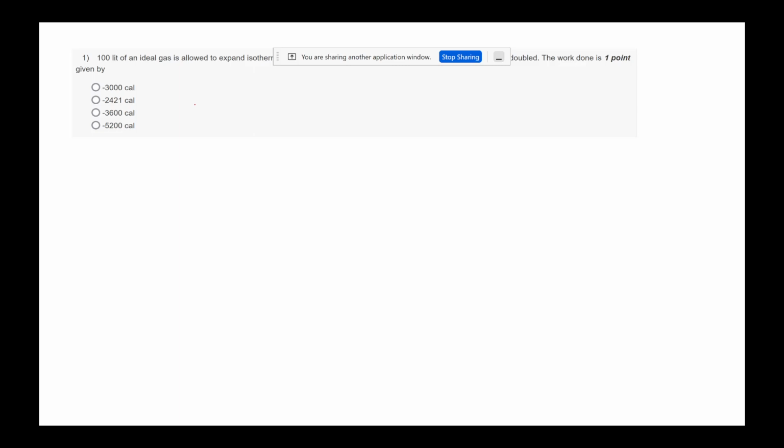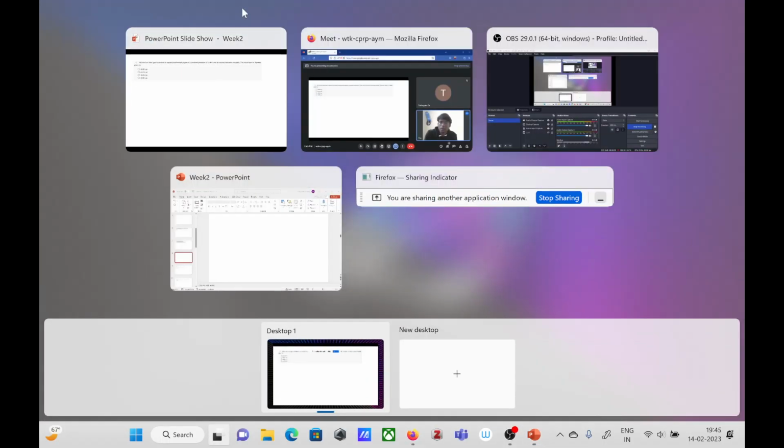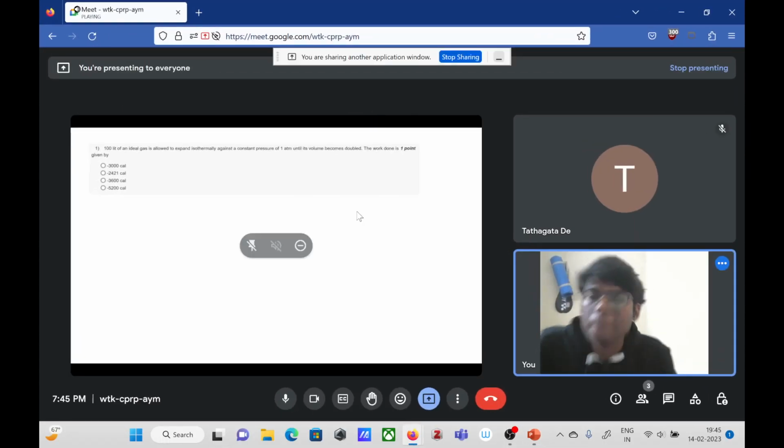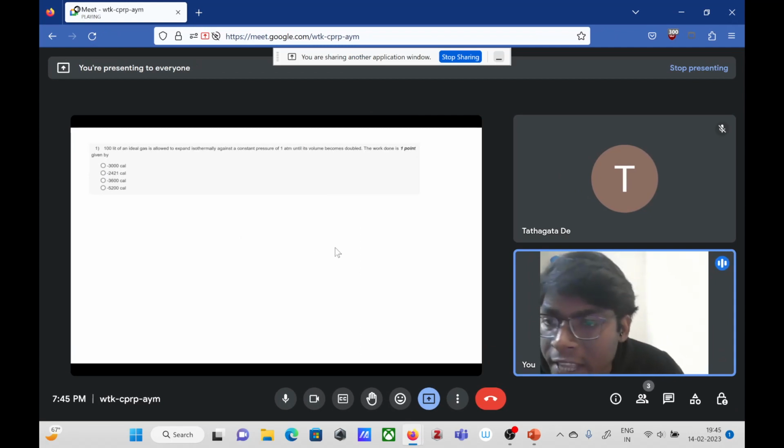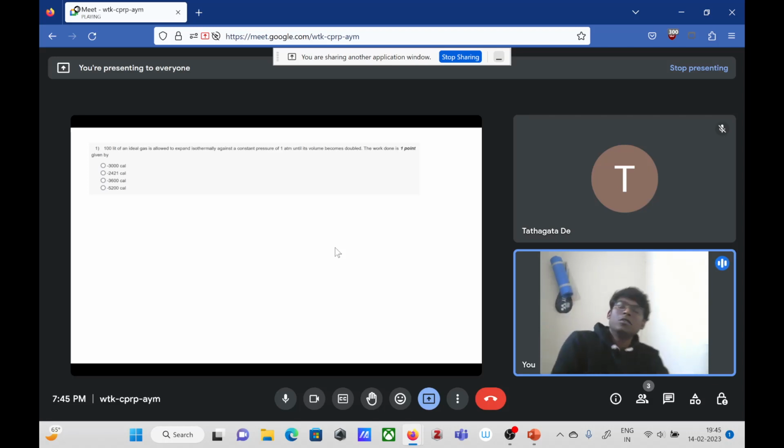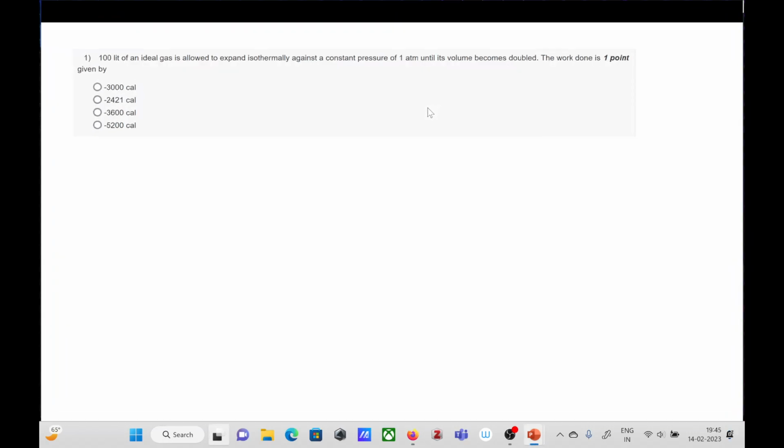Now we will see a few further problems, probably from the extra assignment. Let's take those. It says 100 liter of an ideal gas is allowed to expand isothermally against a constant pressure of 1 atm until its volume becomes doubled. The work done is given by. So these are the same kind of questions with the same formula.